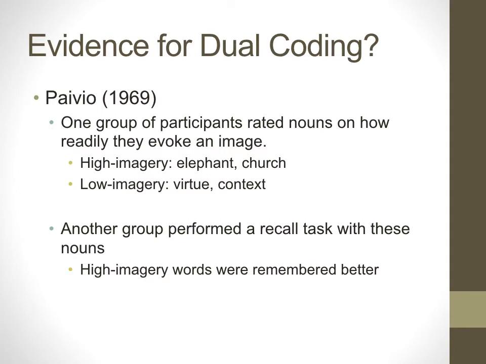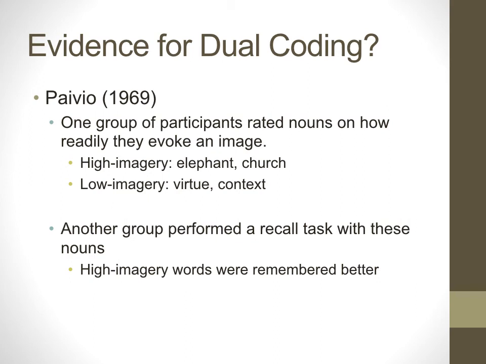Some of Paivio's studies provide evidence for dual coding. In one study, a group of participants was asked to rate nouns on how readily they evoked an image. They were given different lists of nouns and asked to rate on a scale of 1 to 7 how readily each gave an image. For example, some of the words were things like church, elephant, or dog, and other words were things like virtue and context. Certain words were rated as high imagery, like elephant and church, and other words were rated as low imagery, such as virtue and context.